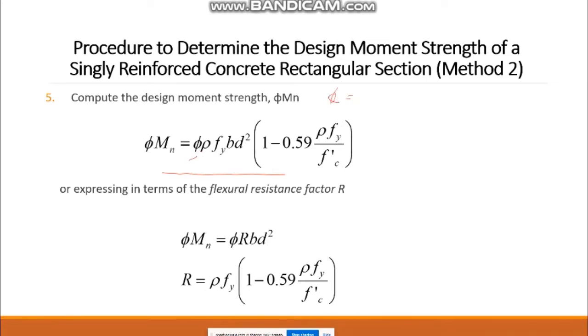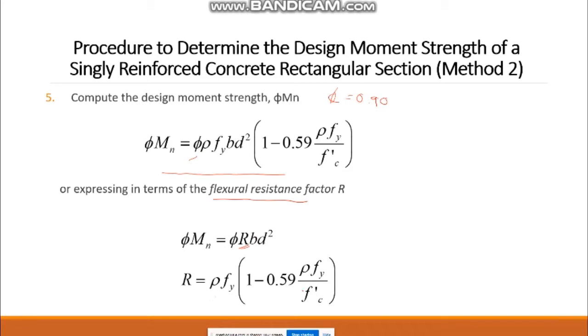For tension control, 0.9 applies. The moment is phi times rho times Fy, b d squared, times the quantity 1 minus 0.59 rho Fy over fc prime. Or in terms of the flexural resistance factor R, this is the formula.